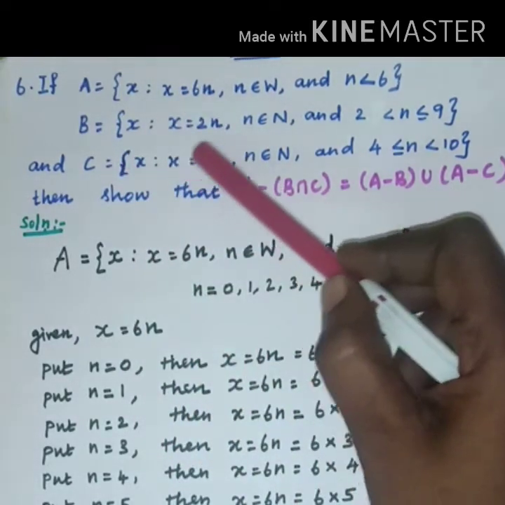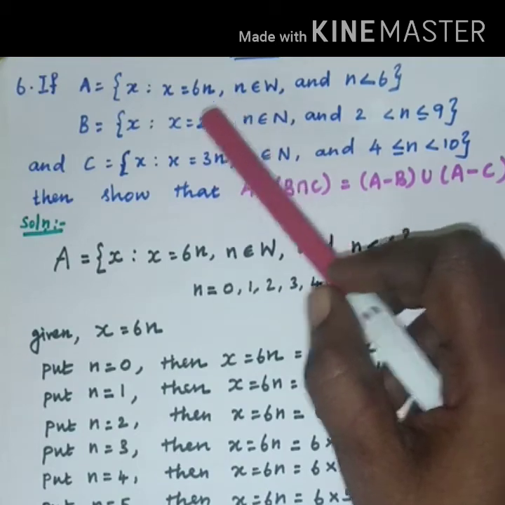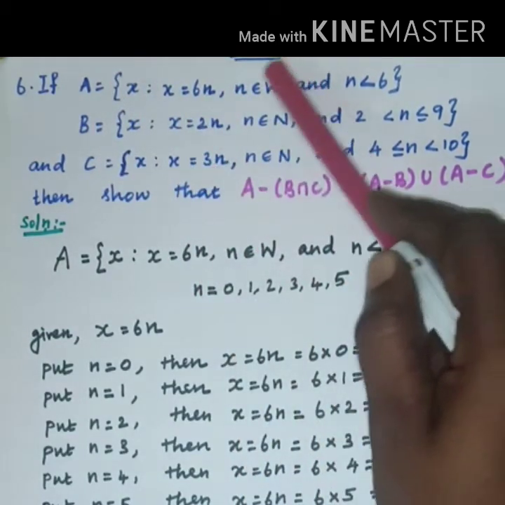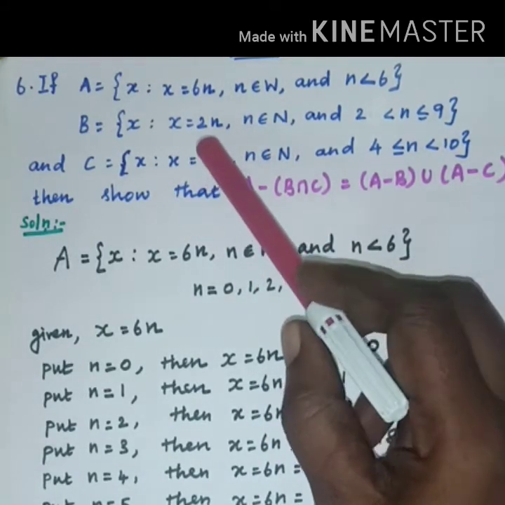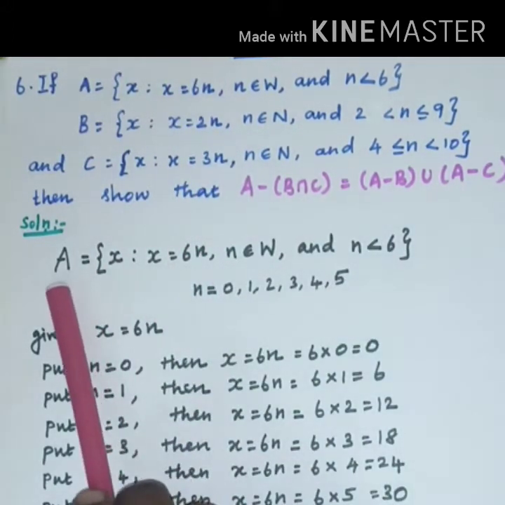Here these three sets are given in roster form, isn't it? Sorry, these three sets are given in set builder form. Set builder form, you have to convert it to roster form. So first take the elements of the set A.